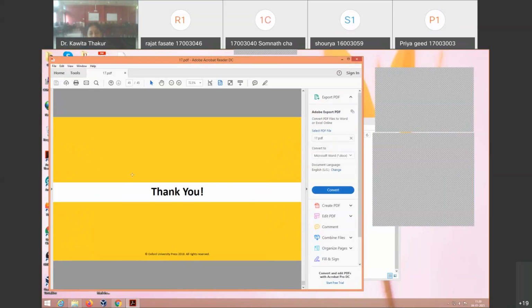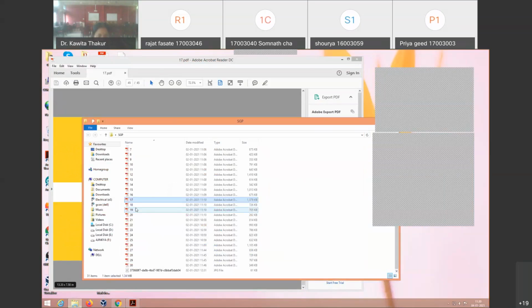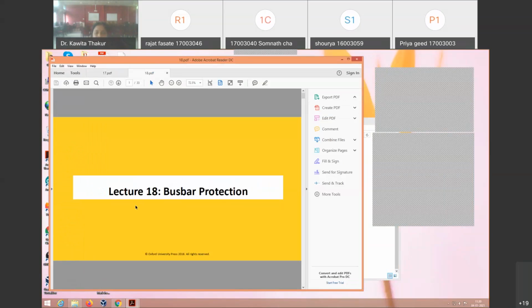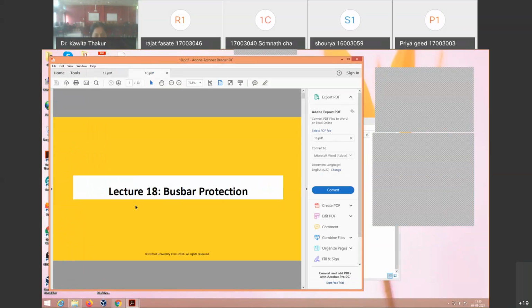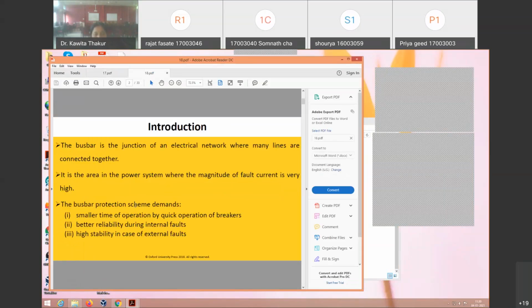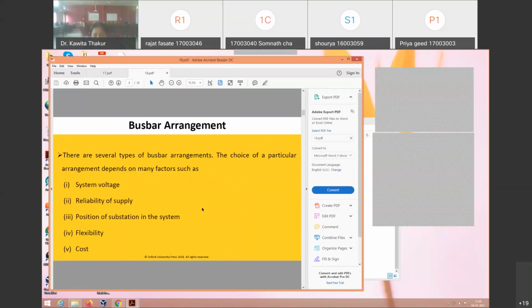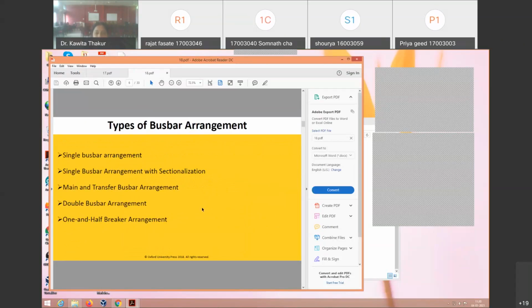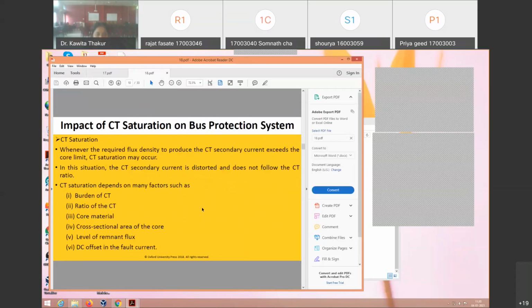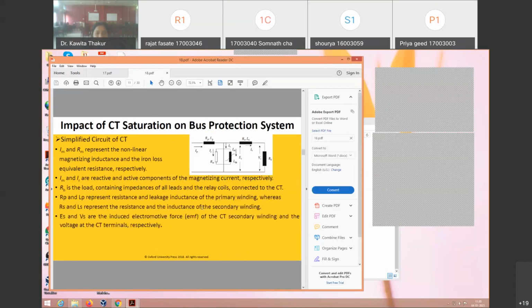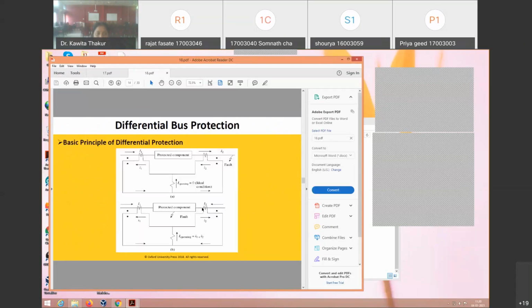This is about your transformer protection. Now the 18th lecture is about our bus bar protection. Here we have CTs connected again, and differential relays connected to all the CTs. For bus bar protection, we use a differential connection or linear couplers. This is about your bus bar protection.